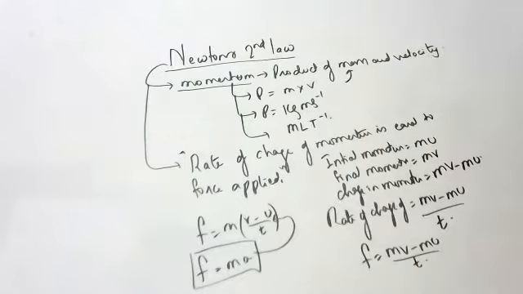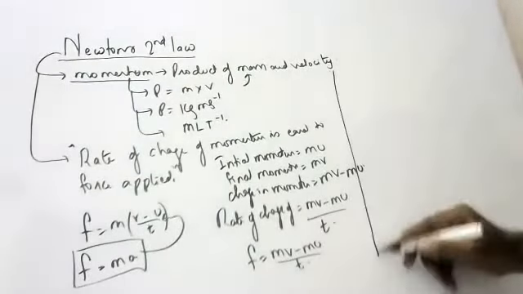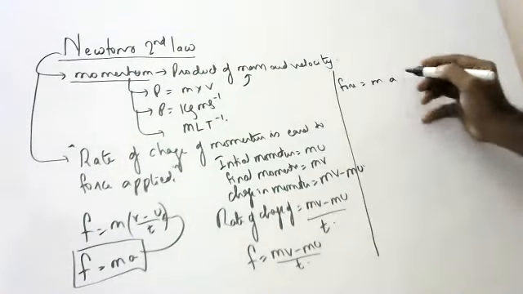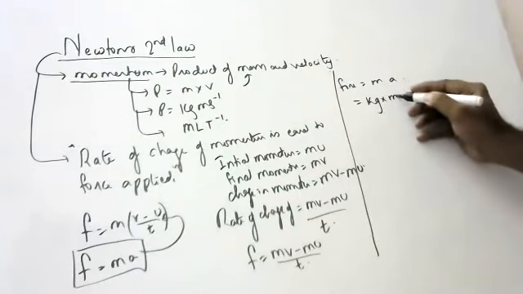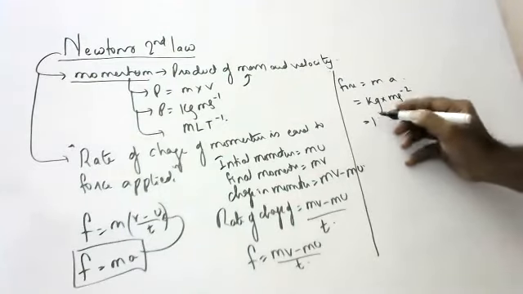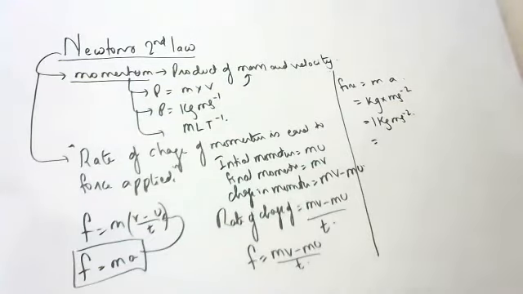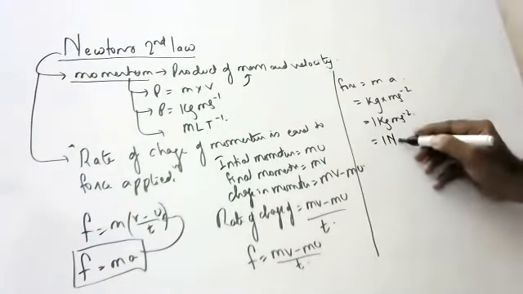So children, whenever we discuss the second law, immediately we should discuss the force. What is force? Force is equal to mass into acceleration. Mass is in kgs, acceleration is in meters per second square. So 1 kg meter per second square. Instead of saying this every time, we can say directly Newton.